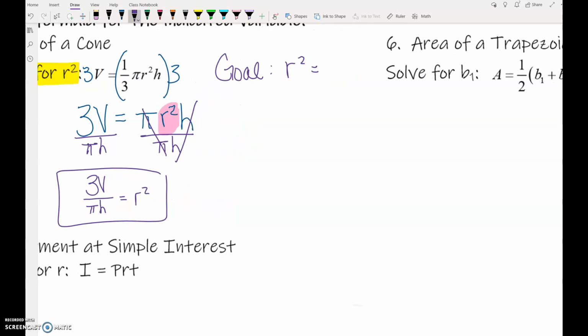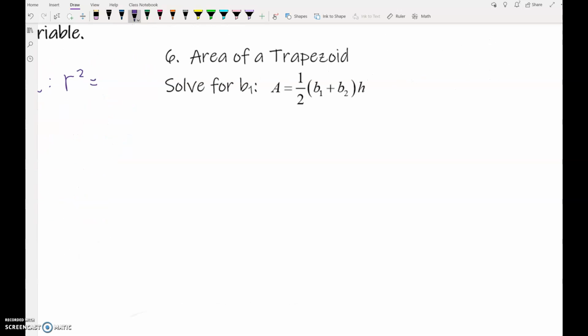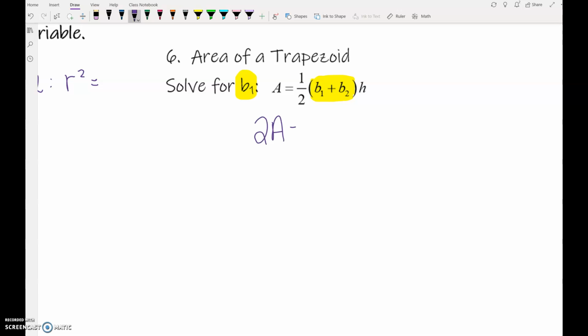All right, let's move over to number 6. Area of a trapezoid. We want to solve for B1. We want to get this B1 by itself. Because B1 is currently inside a set of parentheses, that means we have to get the entire set of parentheses completely by itself before we can get B1 by itself. Anyone have any ideas what we should do first? Multiply by 2. So we have 2a equals b1 plus b2 in parentheses times h.